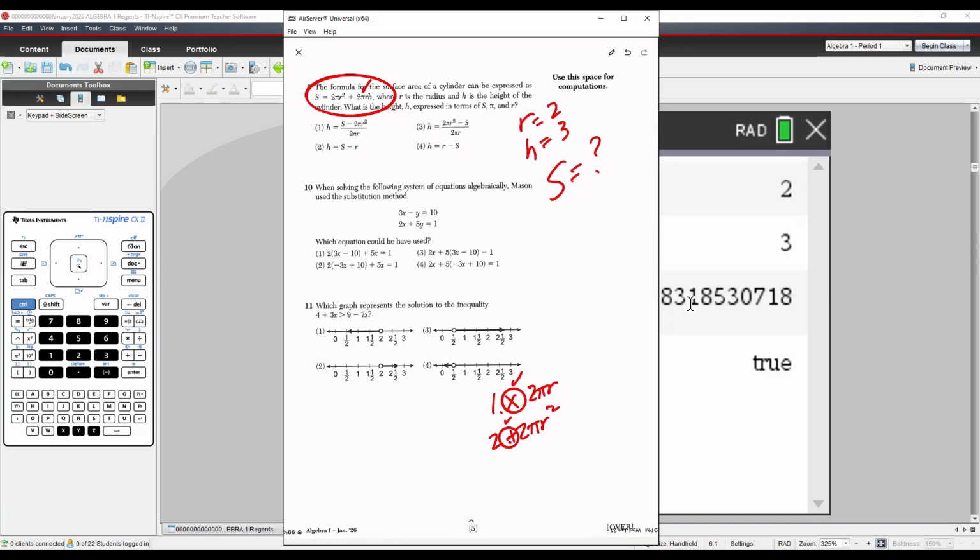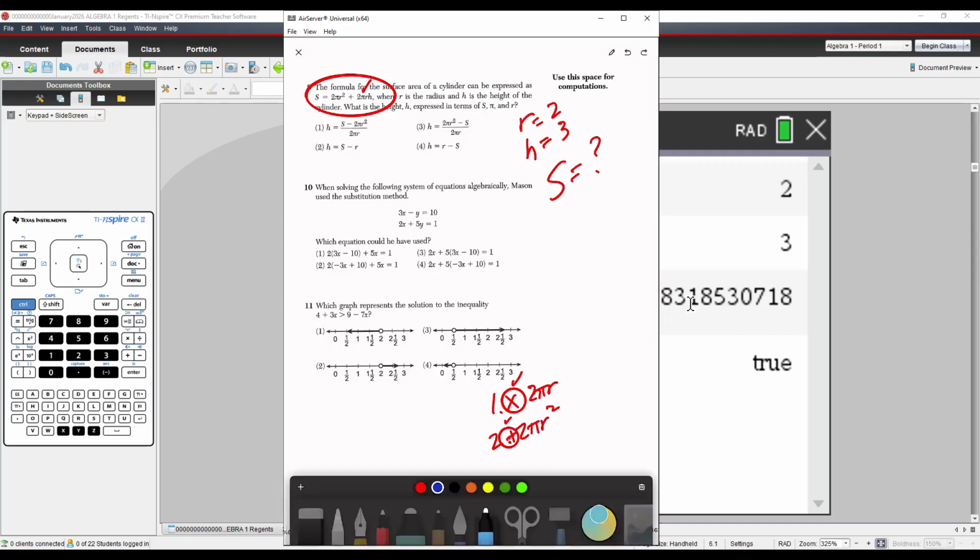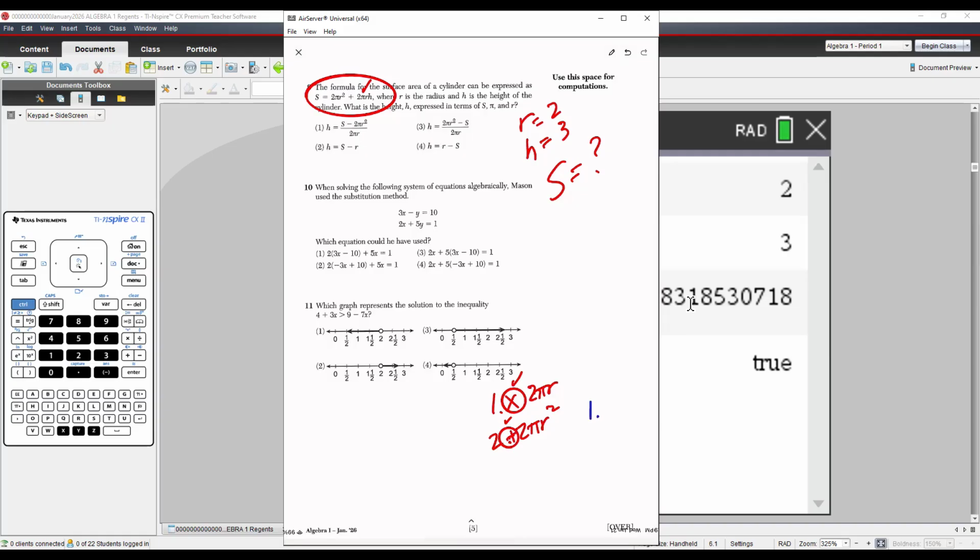Now, I'm just going to reverse the order. In fact, I'm going to change colors to show you that. I'm going to start by doing the opposite. So I'm going to subtract 2 pi r squared. And then the second thing I'm going to do is divide by 2 pi r. So all I'm doing is reversing the order, and then doing the inverse of whatever I did originally. So inverse and reverse. I call this the multiverse, right?